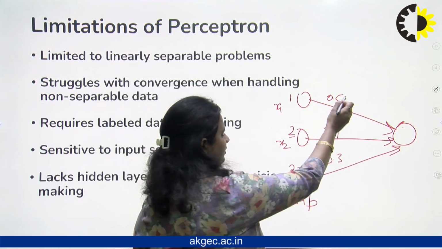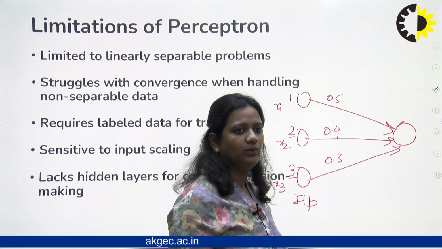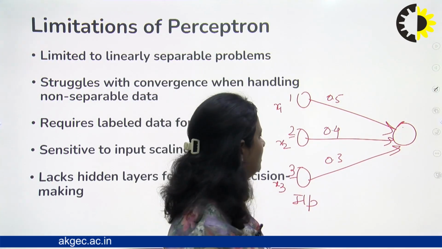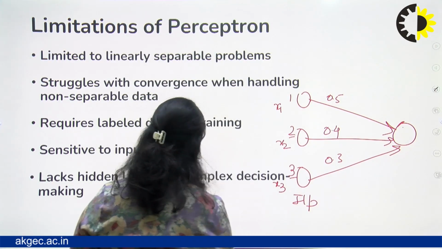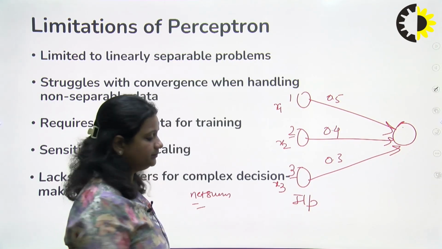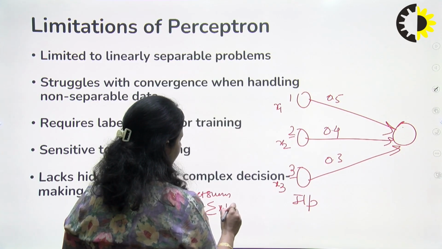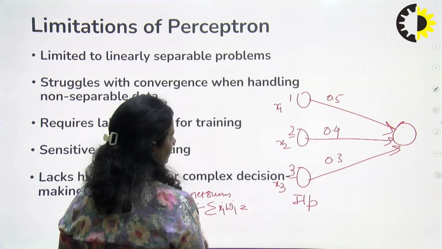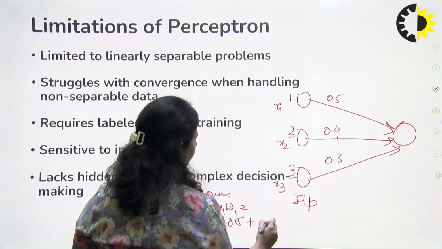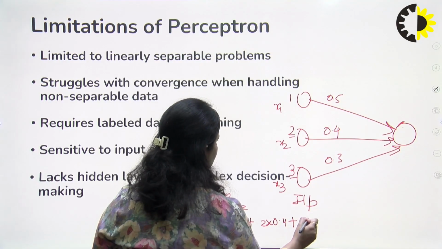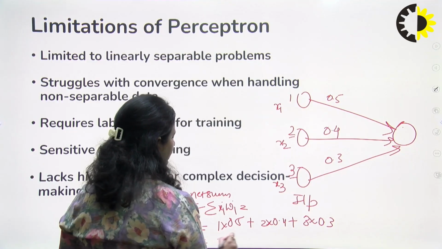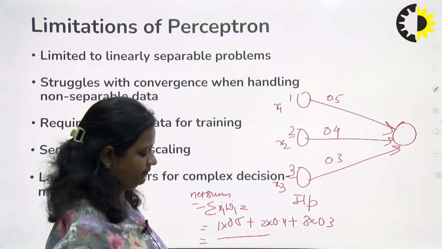The weights are W1 0.5, W2 0.4 and W3 0.3. Then you have to calculate the output. So how can we calculate the output? First we have to calculate the net sum. How do we calculate the net sum? Summation of xi and wi. So 1 multiplied by 0.5 plus 2 multiplied by 0.4 plus 3 multiplied by 0.3. So that is how we calculate the input sum according to that diagram.